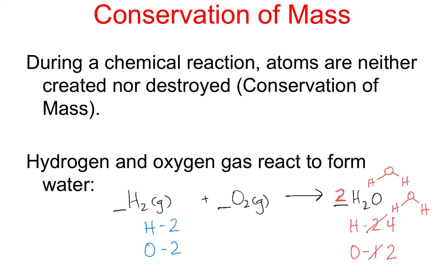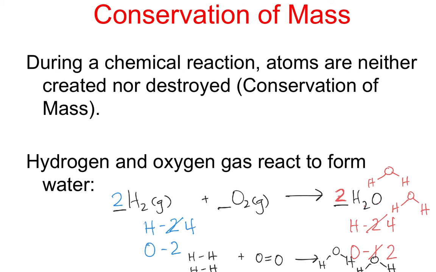Okay. Well, now we have 4 hydrogen, but only 2 on the reactant side. And so we're going to need a 2 over here. 2 times 2 gives us 4. And now we have equal numbers of atoms on the product side and the reactant side. So what does this mean? What does this look like? Well, this means that we have 2 hydrogen molecules, and 1 oxygen molecule is going to produce 2 water molecules.